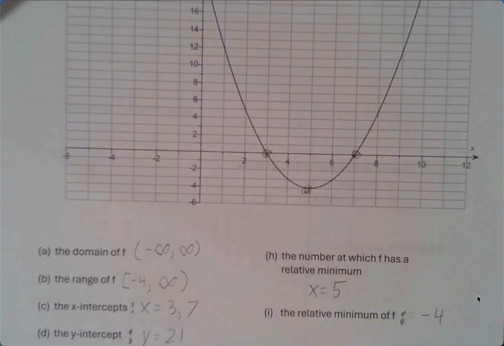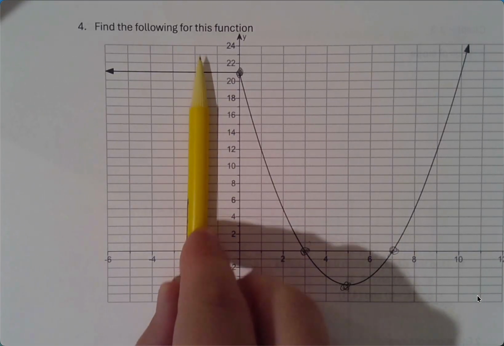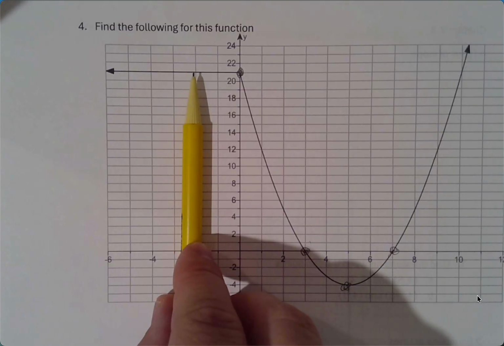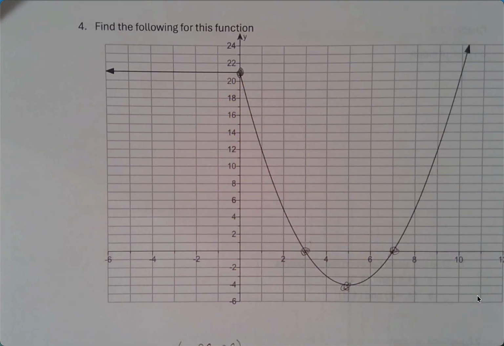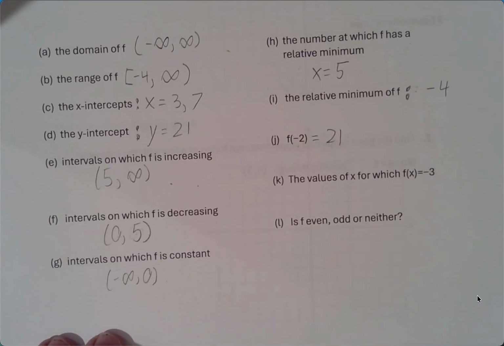Up next, they just want to know what my graph is at -2. Well, when x is -2, use your vertical line from the vertical line test and ask, where are you right here? Well, I'm at 21. So f of -2 must be 21.